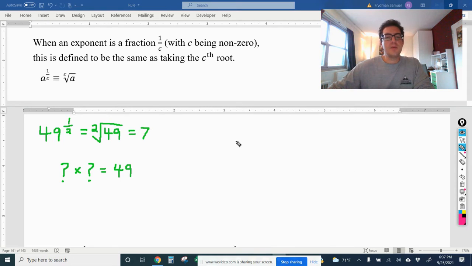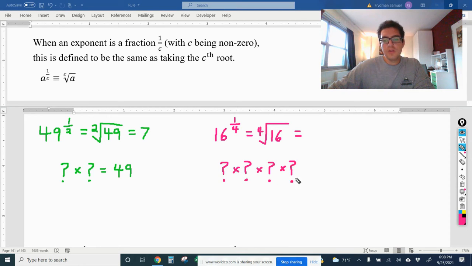All right, let's do another example. What is 16 raised to the power of 1/4? Well, again, according to this definition, that would be the same as the 4th root of 16. So we're looking for the number that we can multiply with itself until we get 4 of them, and when we do that, we get 16. So what number multiplied with itself 4 times like this gives us 16? Well, the answer to that would be 2, because 2 times 2 is 4, times another 2 is 8, times another 2 is 16. So 2 is the 4th root of 16.